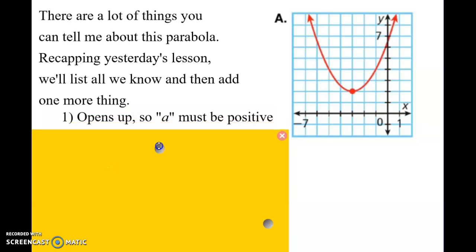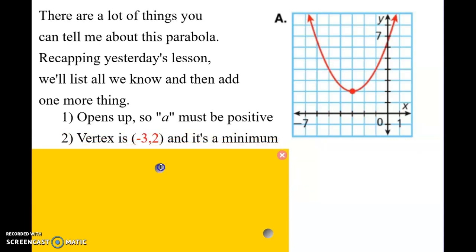I know that the parabola opens up, so a must be positive. If I were to look at the equation, I would know that a was positive. The second thing I know is that the vertex is at (-3, 2). That's the lowest point on the parabola. It's the point where the curve turns. And since it's the lowest point, you know that it's a minimum.